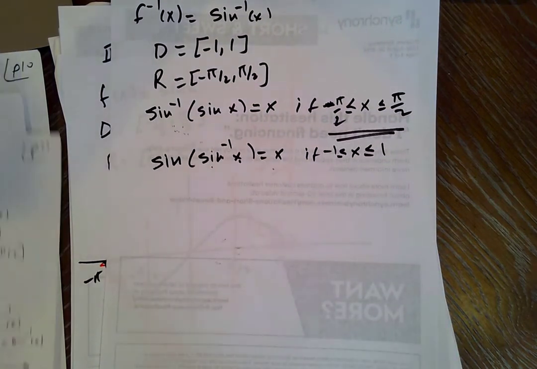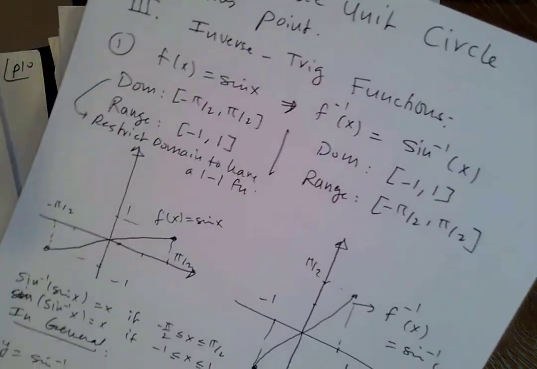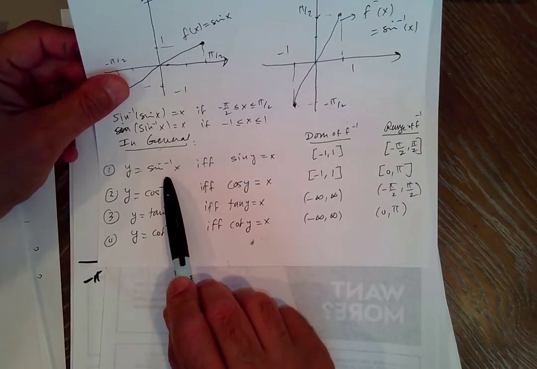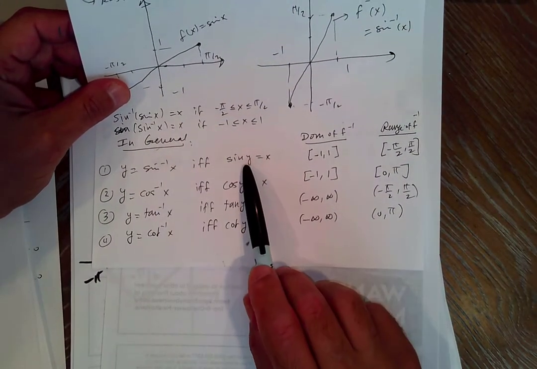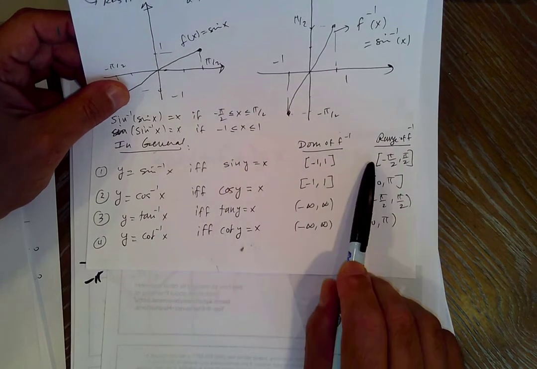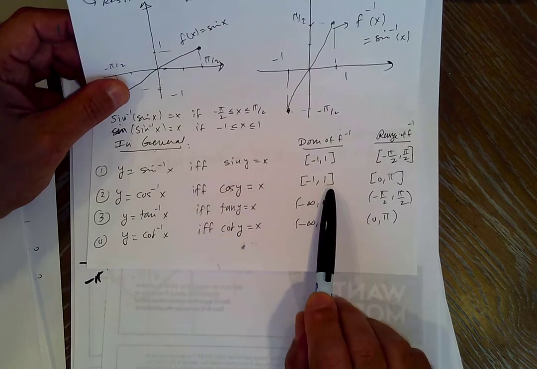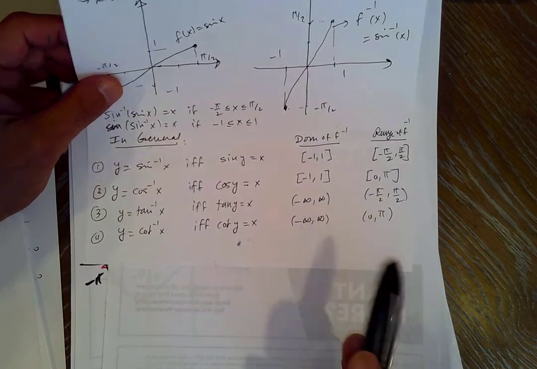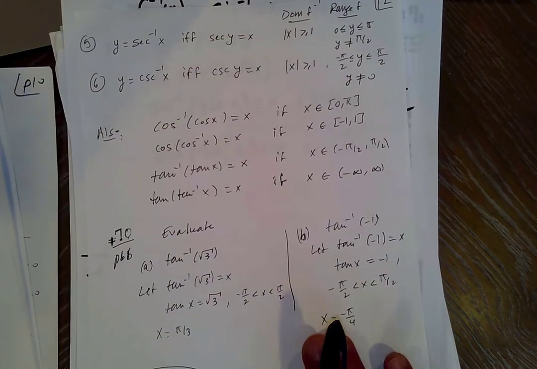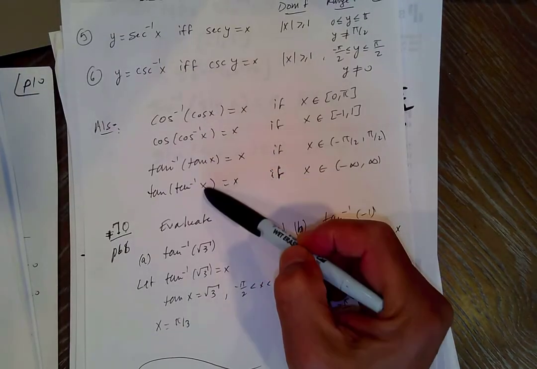Okay, and then we have all these rules that you should look at. y equals sine inverse of x if and only if sine y equals x. The symbol with the two arrows means if and only if. It shows domain and range. Cosine inverse, tangent inverse, and so on. And then you have secant inverse, cosecant inverse. I wrote it all down, and it shows you when you can use cosine inverse, tangent inverse, and then I'm going to go over the examples.